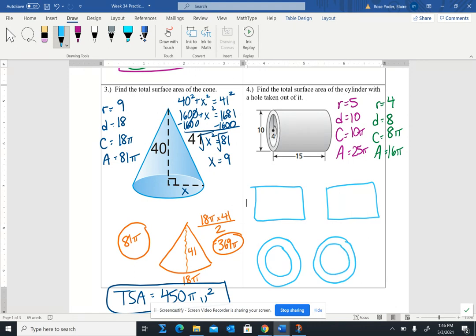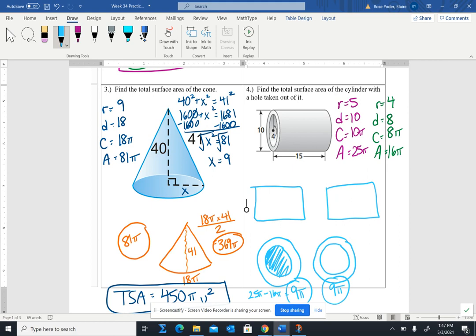How would you do that? Well, we know the area of the big circle and we know the area of the small circle. The small circle is a hole that's taken away. So we can actually do 25 pi minus 16 pi. And that will give us the area of each of those shapes. So that's 9 pi. So 9 pi and 9 pi.